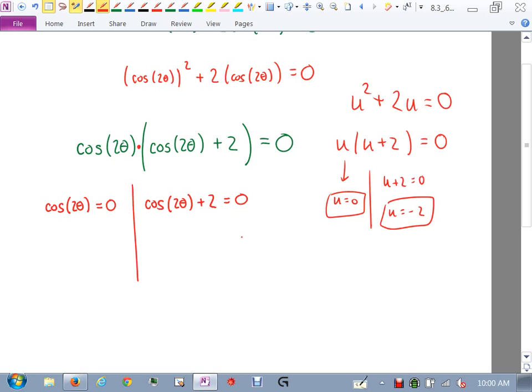So let's look at this first one over here. Cosine 2 theta is 0. I want to know when cosine of something is 0, right? So I can go to my unit circle. Cosine is which coordinate? The x-coordinate. Where's the x-coordinate 0 on the unit circle? Here and 3 pi over 2. It's actually at both of those places, right?